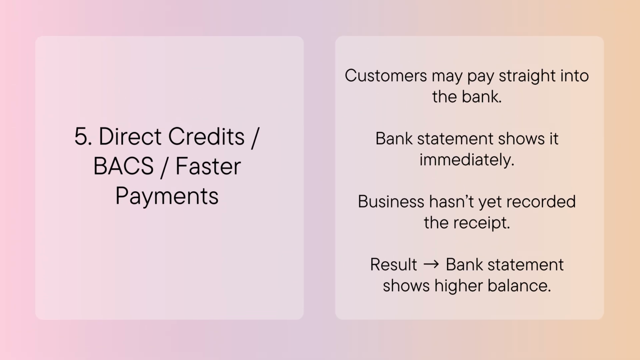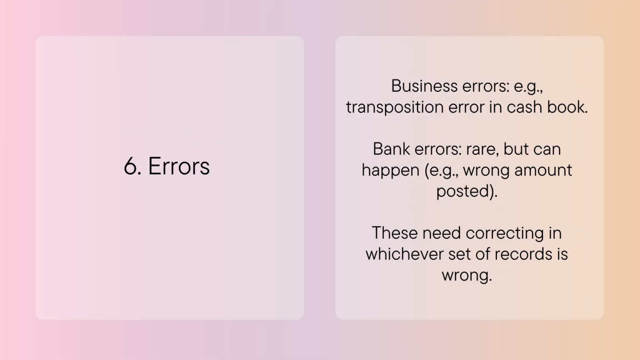Next, we've got direct credits, BACS and faster payments. This is where customers may pay straight into the bank. The bank statement is going to show that income immediately, but the business won't have recorded the receipt yet in the cash book. And the result of that is that the bank statement shows a higher balance than the cash book does. And finally, we've got errors. We could have business errors where we've got transposition errors in the cash book. Maybe something's been entered ever so slightly wrong into the cash book. We might have a bank error. They're rare, but they can happen. But whichever way that error is, it needs to be corrected on either the bank statement or the cash book.